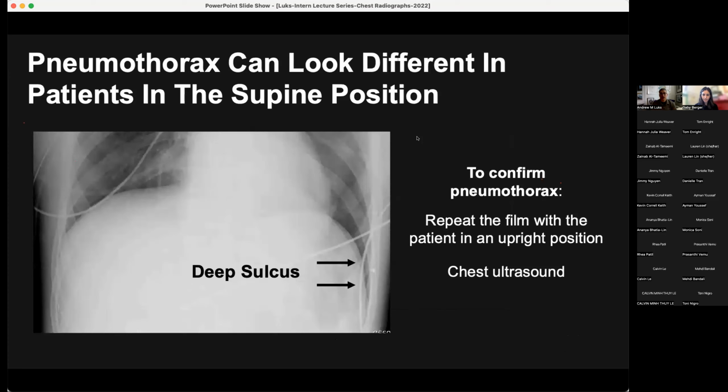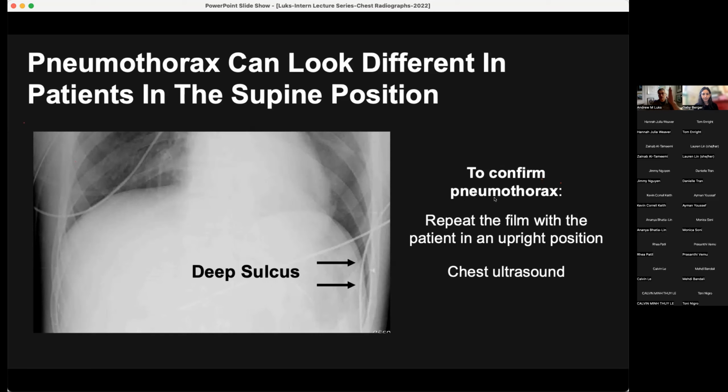As I mentioned in the case, when patients are in the supine position, sometimes the pneumothorax is going to look different. That's because the air gets trapped in a different position in the chest when the patient is in the supine position compared to when they're upright. One of the classic findings you'll see with a pneumothorax in this situation is called the deep sulcus sign. The sulcus is deep, narrow, and lucent compared to the sulcus on the other side. So if you ever see this finding in a patient in the supine position, you're going to think about pneumothorax.